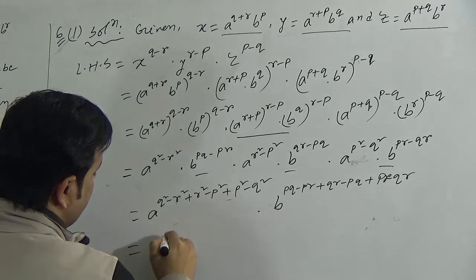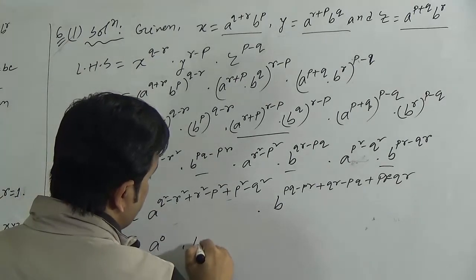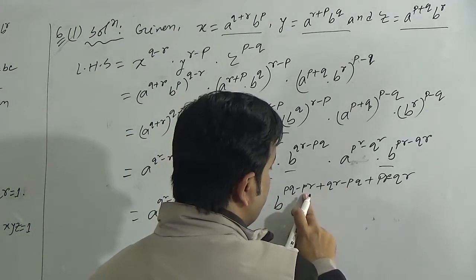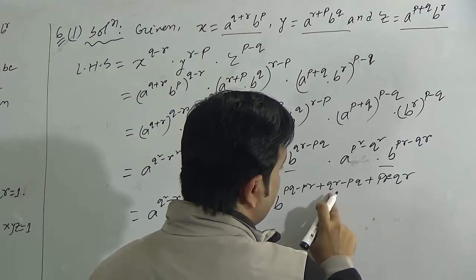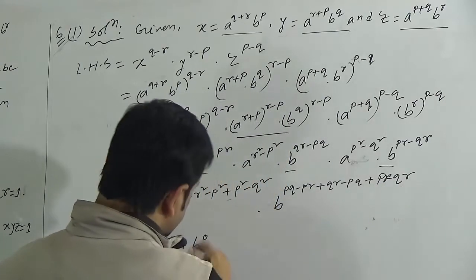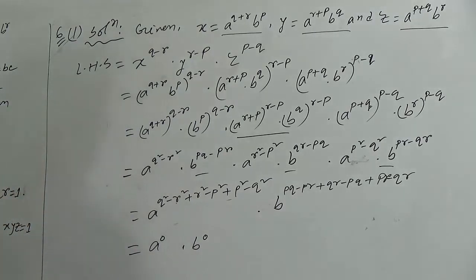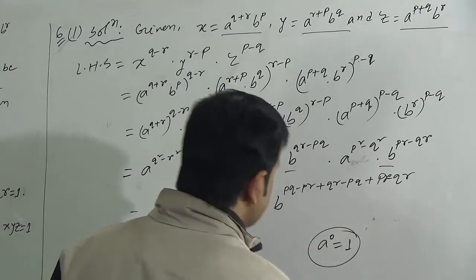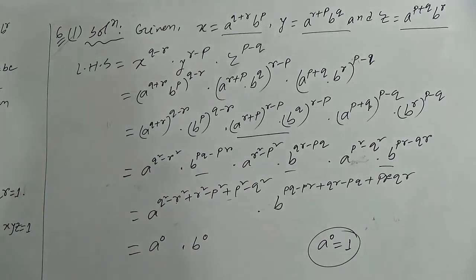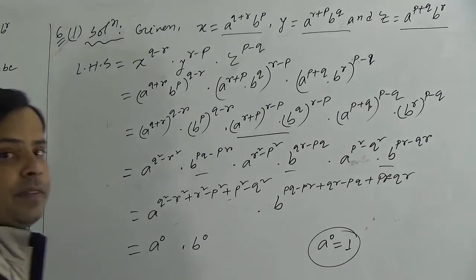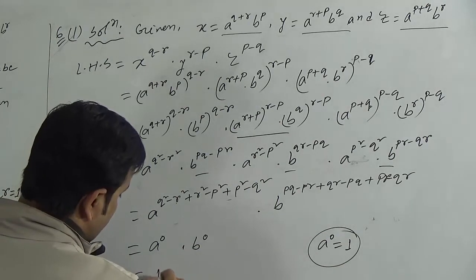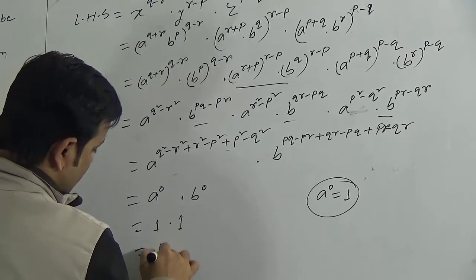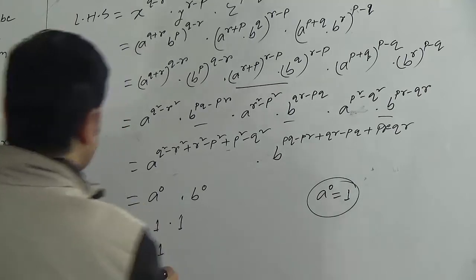It means that a to the power 0, if we do the calculation, and we will get here b to the power pq positive, pq negative, pr negative, pr positive, qr positive, qr negative. So this will also vanish each other. It means b to the power 0. Dear students, you know the formula a to the power 0 equals 1. It means that if the index of the base is 0, then the value will be 1. So a^0 = 1 and b^0 = 1. So the product of 1 and 1 is 1. It means that this is our right hand side.